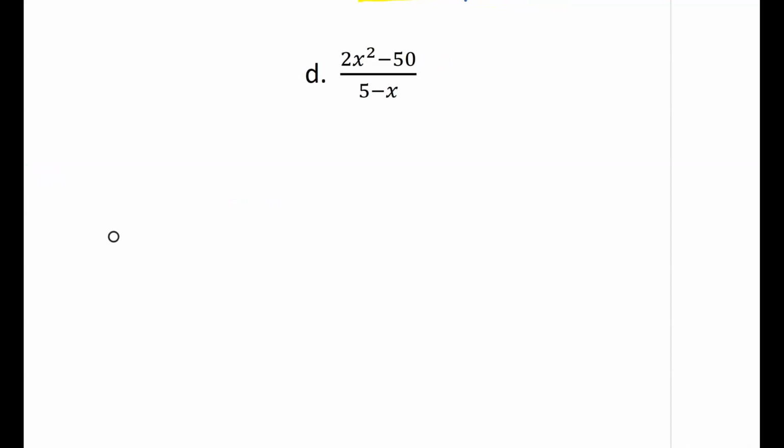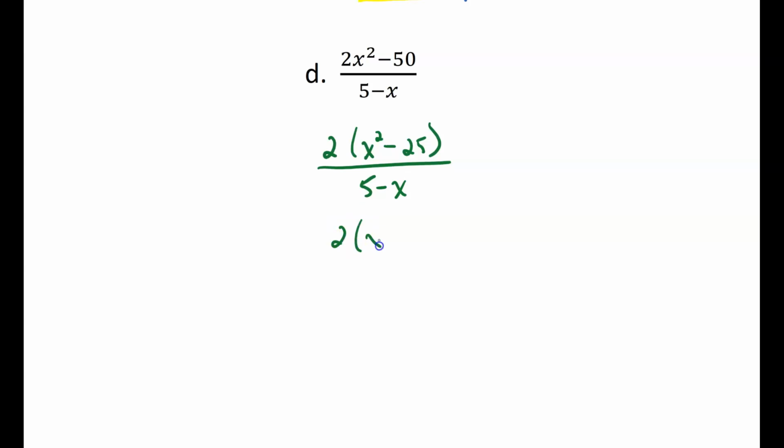Okay. I thought that one was way easier than the other one. You thought that one was easier? Well, the initial factoring is, because what is it you did first on this one? Take out the 2. And so that leaves you with x squared minus 25 over 5 minus x. And then you would notice that you've got a difference of 2 squares. So you would do x plus 5.